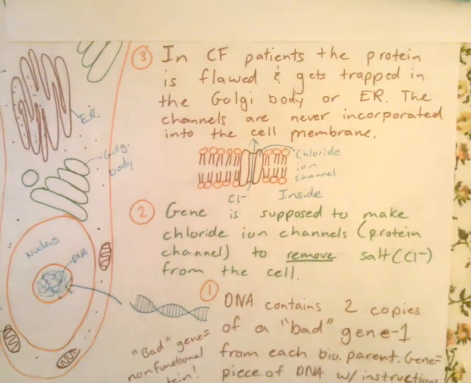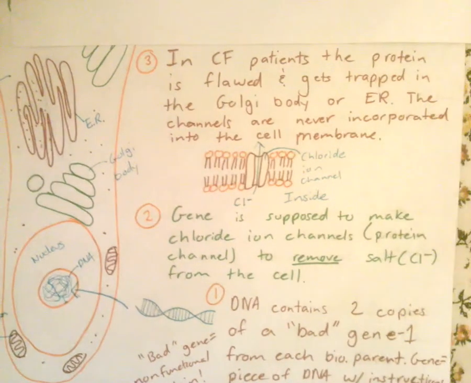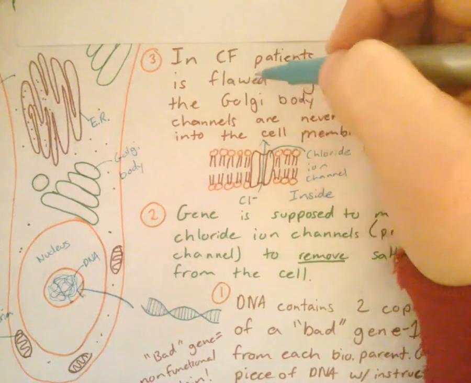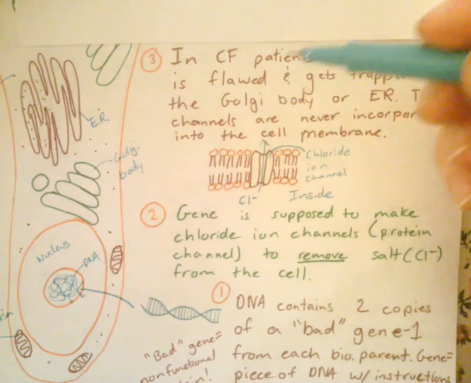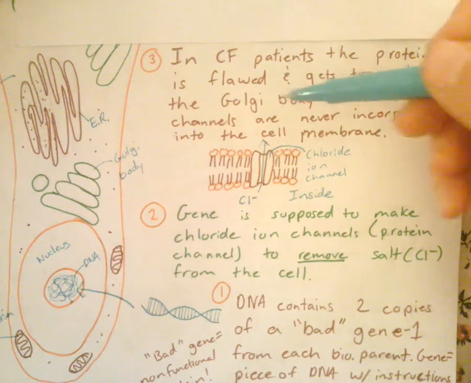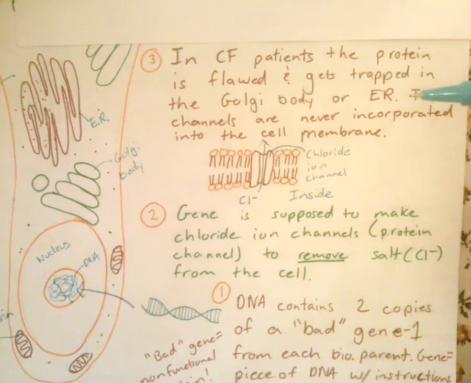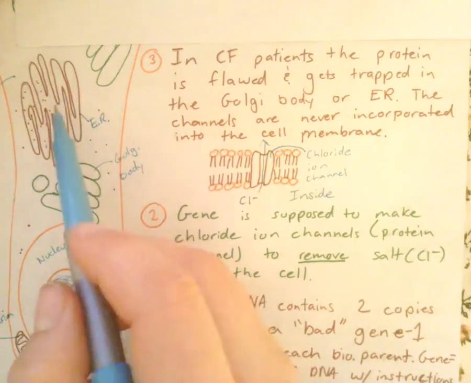So in our cystic fibrosis patients, the protein is flawed, so that means it has an error, it's not working, it's not making these good protein channels that people need. So what happens to them is, because they have some sort of flaw, they end up getting trapped in the Golgi body or the endoplasmic reticulum. So they get stuck either here or here.